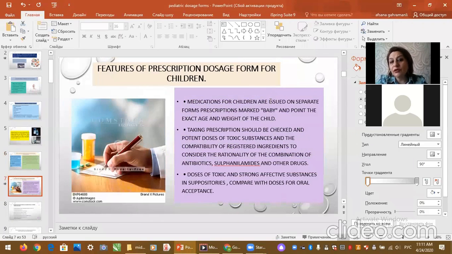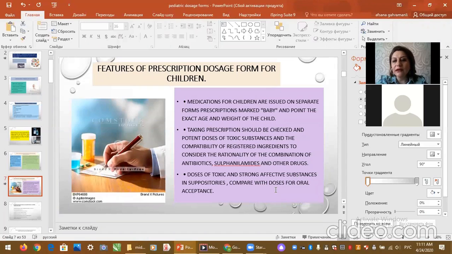Features of prescription dosage forms for children. Medications for children are issued on separate prescription forms marked "baby" and indicate the exact age and weight of the child. When taking prescriptions, potent doses of toxic substances and the compatibility of the registered ingredients should be checked, and the rationality of the combination of antibiotics, sulfonamides, and other drugs considered.